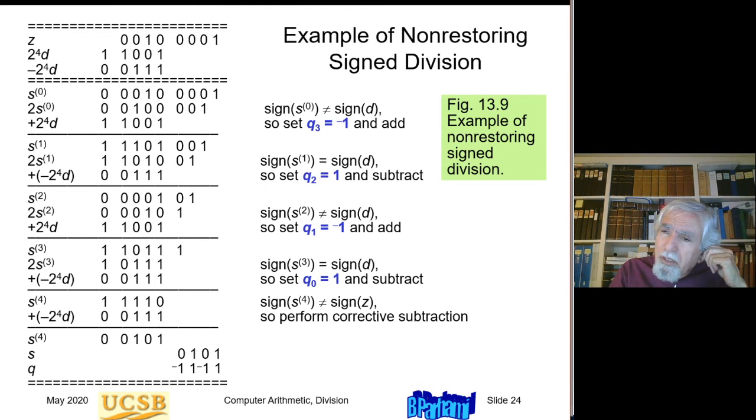Okay, so here is an example of a non-restoring sign division. Basically we can do direct sign division in the non-restoring algorithm, because in the non-restoring algorithm we already allow the partial remainder to go negative. So it's okay for the partial remainder to be negative at the outset, in other words, for z to be negative, or for d to be negative. In this case, d is a negative value. Z happens to be positive in this example.